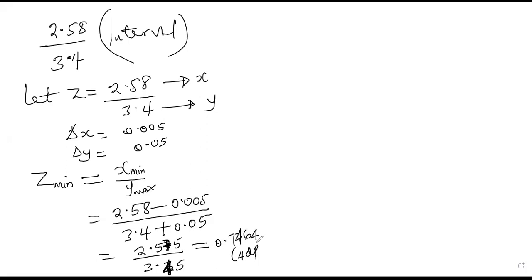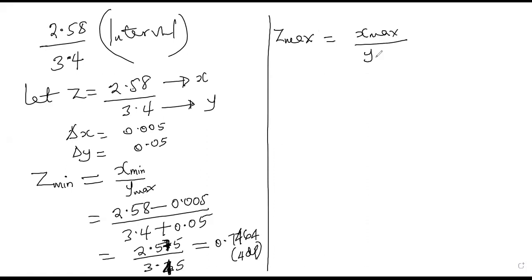Oh. Then, if we need Z maximum, if we need a maximum value, it means that X should be maximum and Y should be what? Minimum. So even one can add the formula that this is going to be X minus delta X over Y plus delta Y. So it is going to be equal to X plus delta X over Y minus delta Y, isn't it?